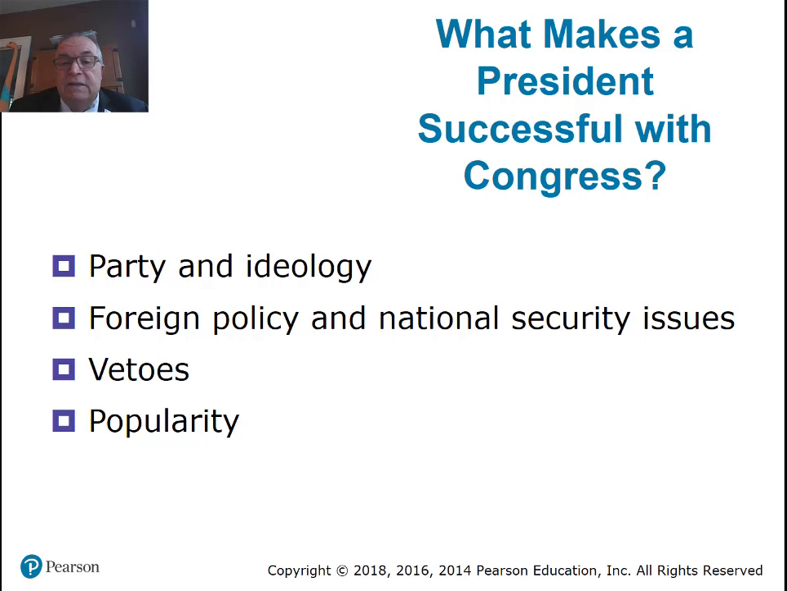So, what makes a president successful with Congress? And part of that is they could have the same ideology. So, right now we have a Republican president and a Republican House and Senate. Foreign policy and national security issues. When we're at war, we tend to be very unified, like right after 9/11. And then the threat of a veto. The president can always say, hey, I'm going to veto that bill. It takes two-thirds of the votes to overturn it in the Senate and the House. Typically, those votes are not there. So the president can use that. And then popularity. Presidents that are very popular have immense political power.